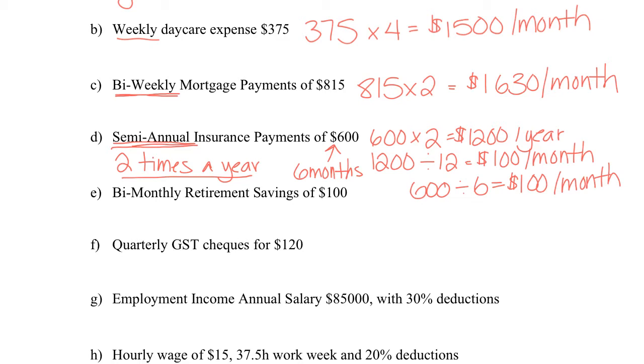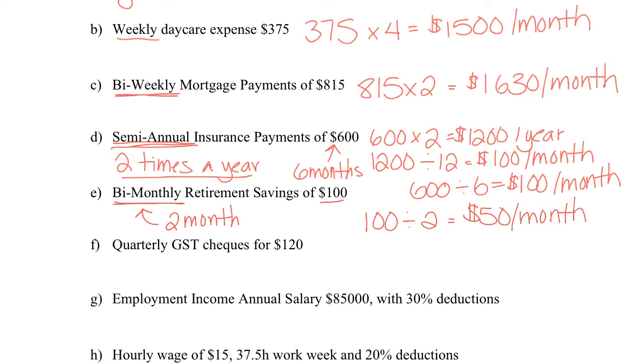With our next one, we have a bi-monthly. So again, this is every other month. Okay, so again, we could calculate the amount per year by multiplying this $100 by 6, or we can recognize that this bi-monthly amount would cover 2 months of payments. So if I take that bi-monthly amount of $100 and divide it by 2, I'm going to get $50 per month.